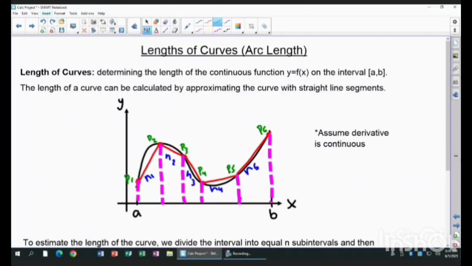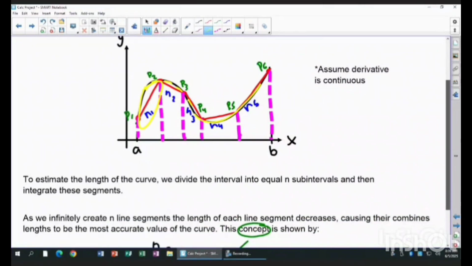Length of curves, also known as arc length. Length of curves is determining the length of a continuous function y equals f of x on a closed interval a to b. The length of a curve can be calculated by approximating the curve with straight line segments. So these line segments of n, you create an infinite amount of them until they get smaller and smaller to create that curve to calculate the value.